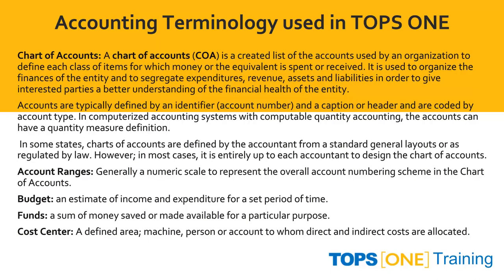A budget is an estimate of account and expenditure for a set period of time. Funds, a sum of money saved or made available for a particular purpose. And cost centers, a defined area, machine, person, or account to whom direct and indirect costs are allocated.